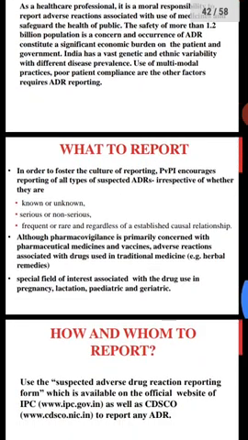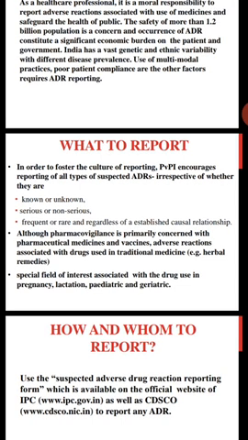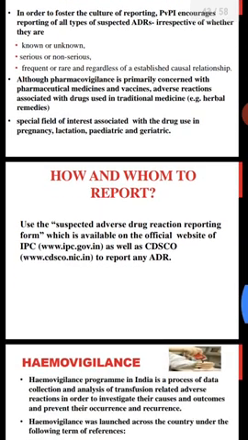Next, what to report? What are the things you have to report in the ADR form? You can report known ADR and unknown ADR. You may report serious ADR and non-serious ADR. You may report frequent or rare ADR, regardless of the established causal relation. Whatever events occur during the treatment, you can report these. So these are the things you report in the ADR.